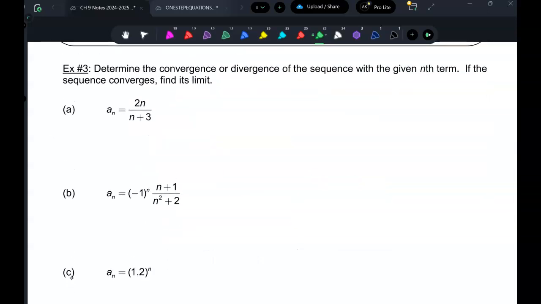All of the rules that we've done for limits are going to apply here. So if we want to do L'Hopital's rule, we can do L'Hopital's rule. There's no definition of derivative here.